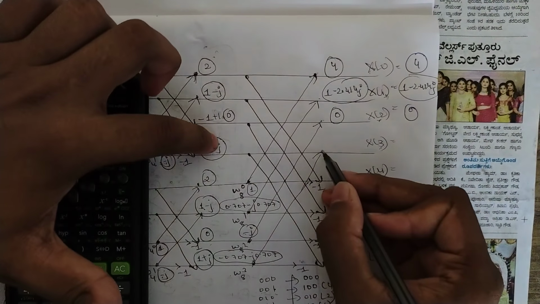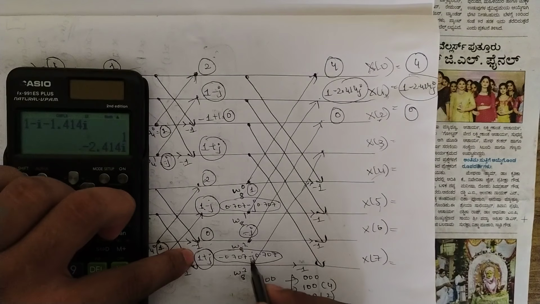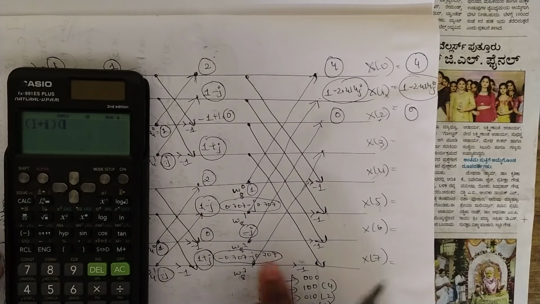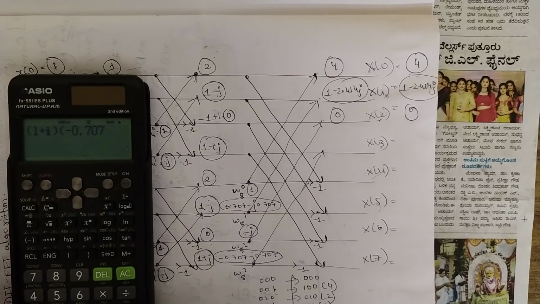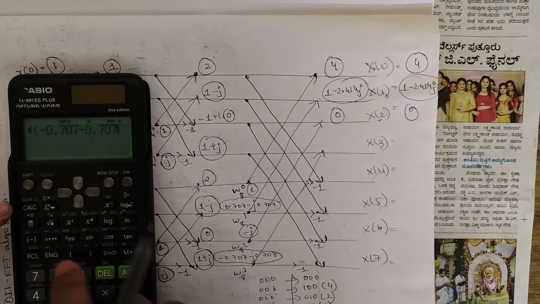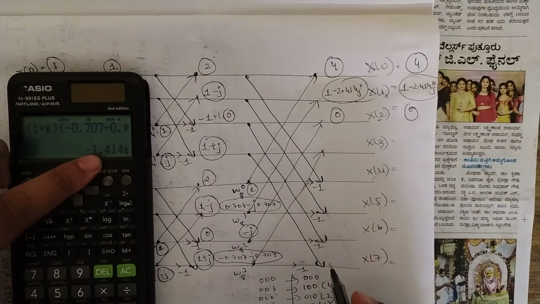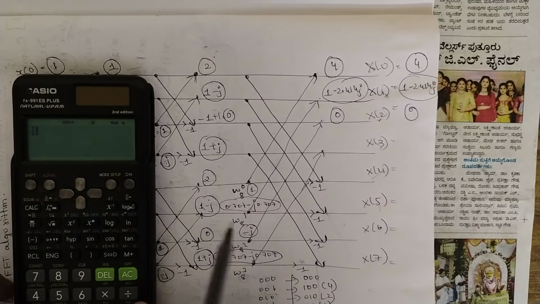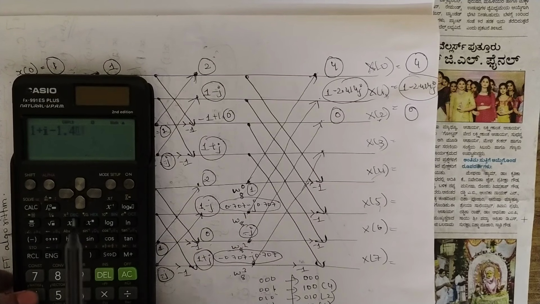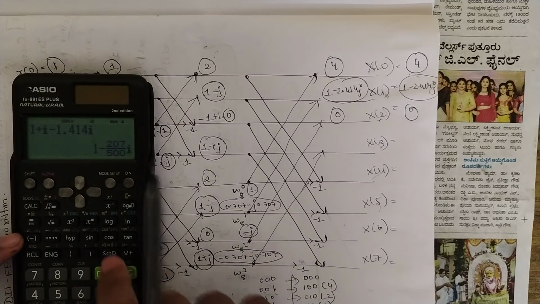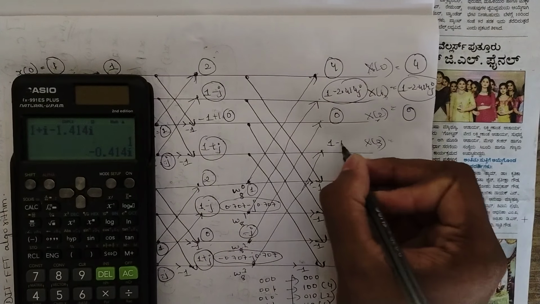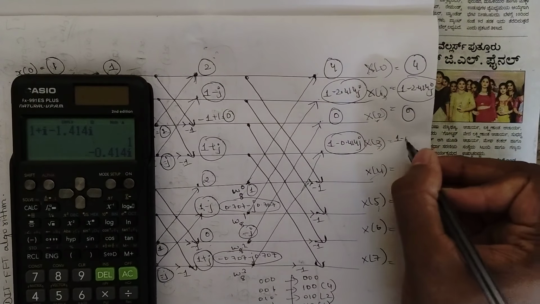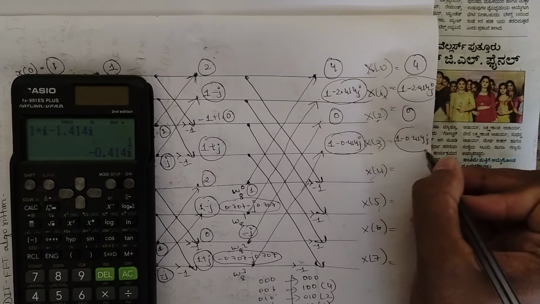Fourth value is 1 plus j, and these two values would be getting multiplied, that is 1 plus j into minus 0.707 minus 0.707 j. That is minus 1.414 j again. Along with that, 1 plus j, that is 1 plus j minus 1.414 j, that is equal to 1 minus 0.414 j. This is our next value.